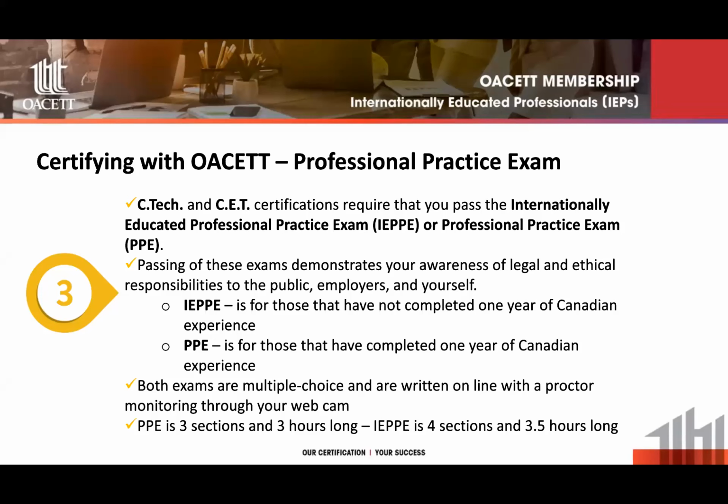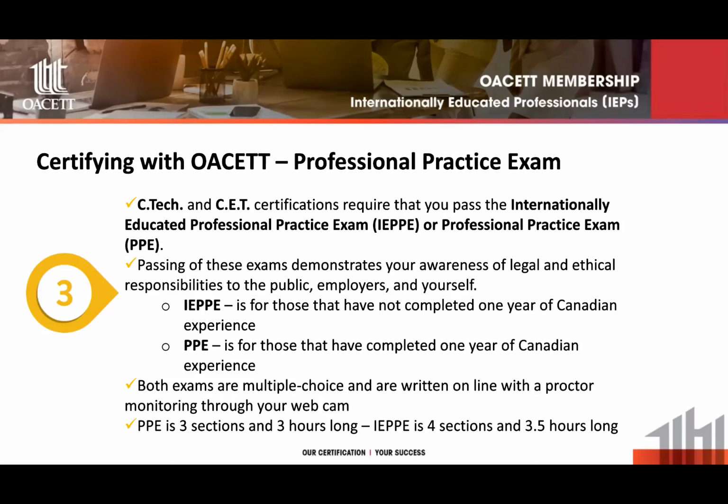For the internationally educated exam, even though the E says educated, it is related to experience. If you've not completed 1 year of Canadian experience, you have the option to take this exam instead. And then, of course, the PPE is for those who have already completed 1 year of Canadian experience. Both exams are multiple choice, and they're written online with a proctor who watches you through a webcam. The regular PPE is 3 sections and 3 hours long, and the IEPPE is 3.5 hours long with 4 sections.